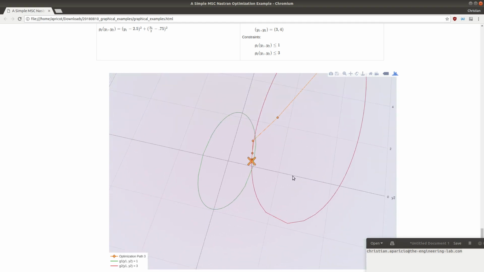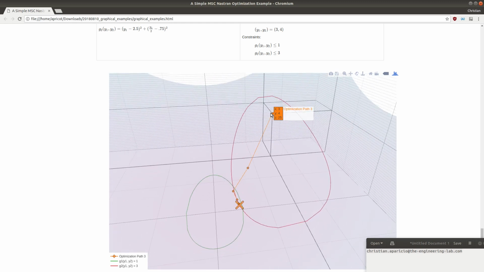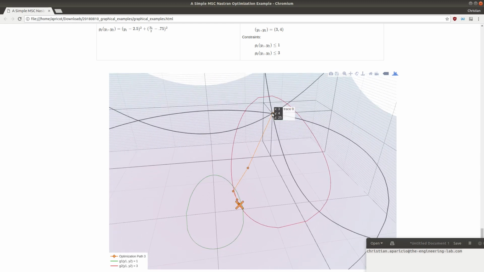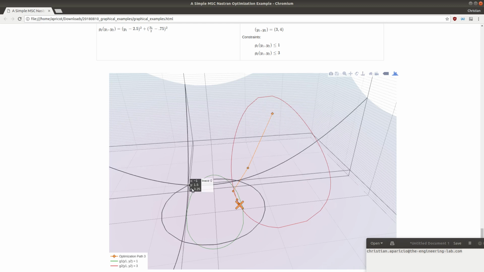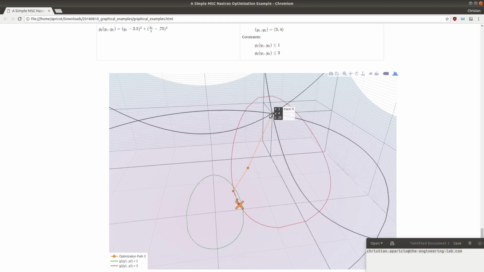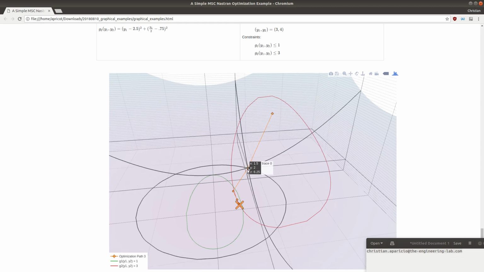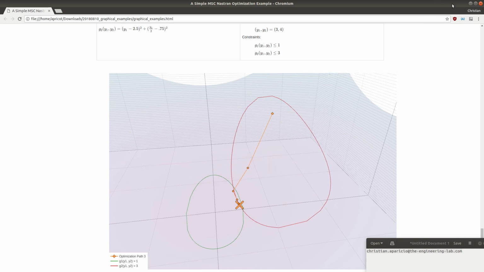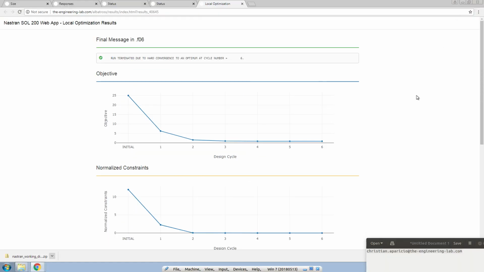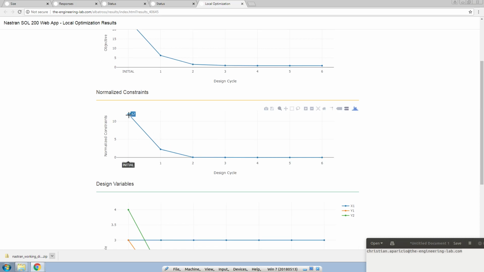If we look at this first and second design cycle, we see that we are only inside the red ellipsoid. We are not inside of the green ellipsoid. So this first design is violating the constraint. The second design cycle is violating the G2 inequality. If we look back at the plot, this is what we see.